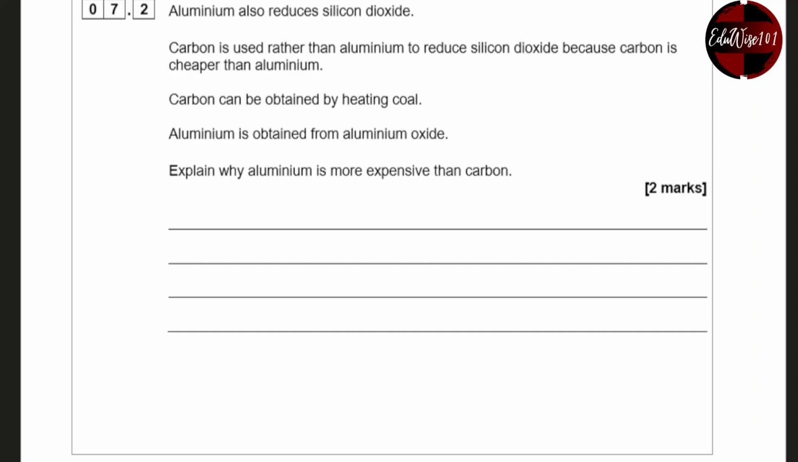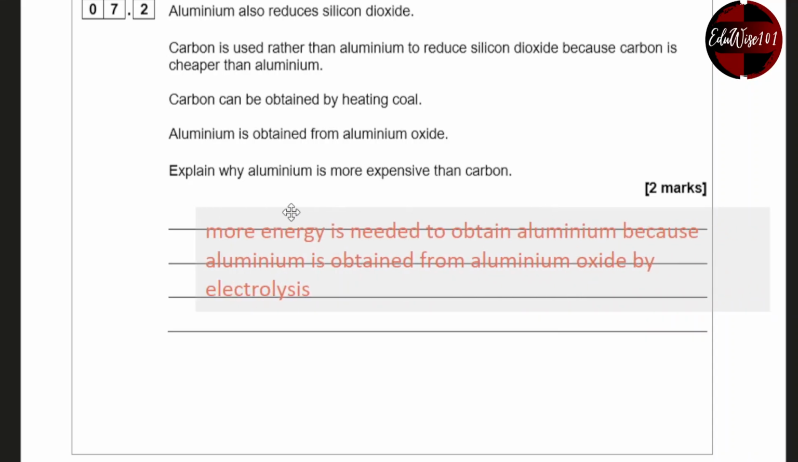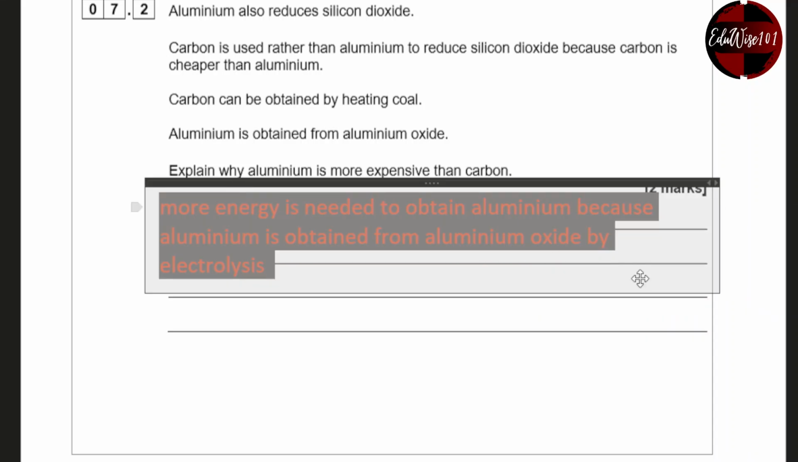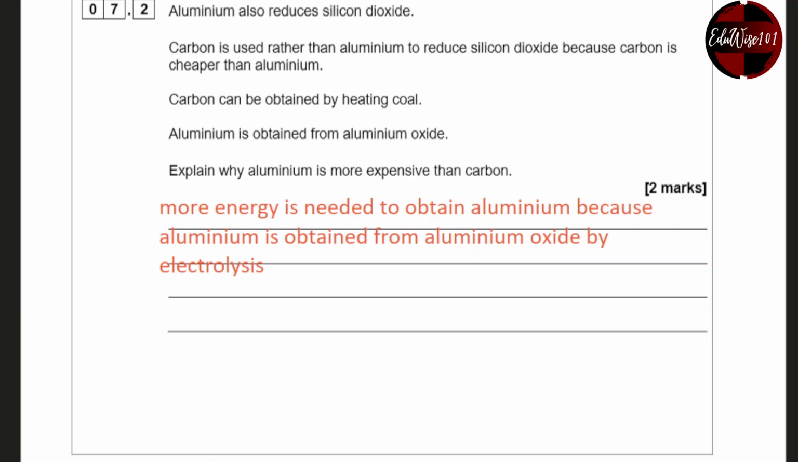Now, if you want to get aluminium from aluminium oxide, you will have to go through the process of electrolysis. Electrolysis uses electricity, which is much more expensive than simply heating the coal to get the carbon. So you will need more energy, hence it's more expensive. More energy is needed to obtain aluminium because aluminium is obtained from aluminium oxide by electrolysis. We'll give you the 2 marks.